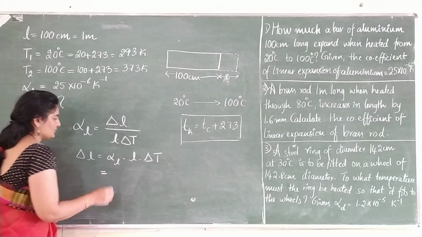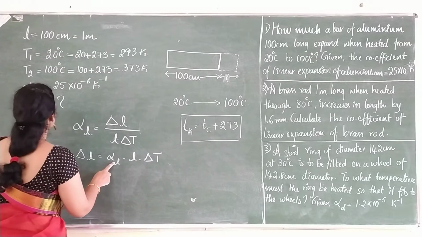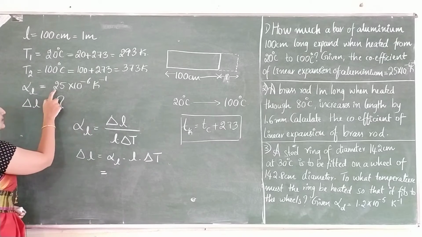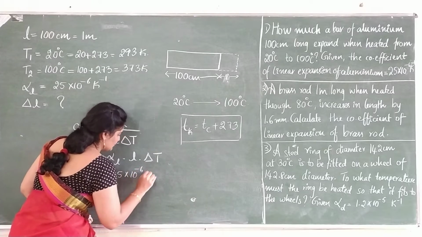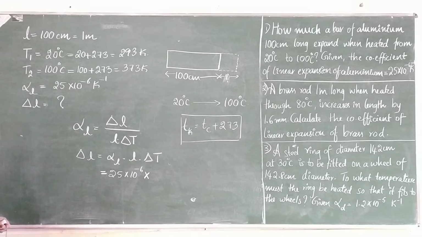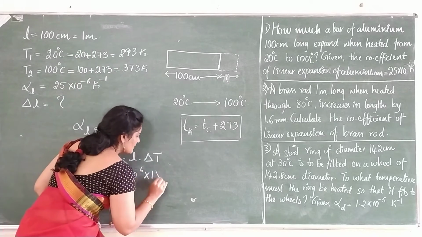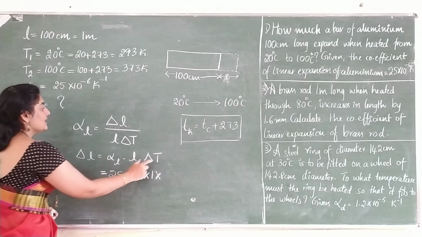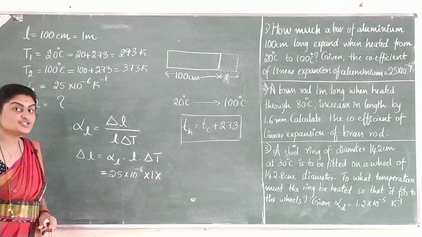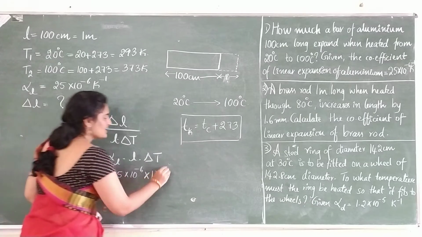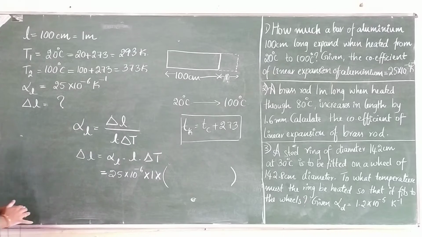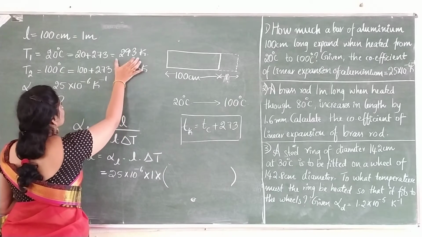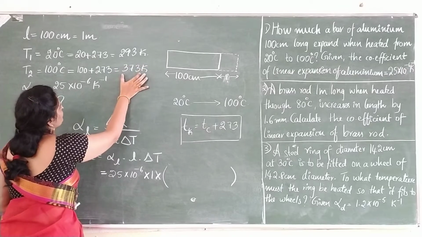So this is equal to, substitute the values. Alpha L, what is the value of alpha L? 25 into 10 to the power minus 6 into L. L is 1 into delta T. What is delta T? Change in temperature, right? So change in temperature is the difference between two temperatures. See, we have two temperatures here, 293 Kelvin and 373 Kelvin.